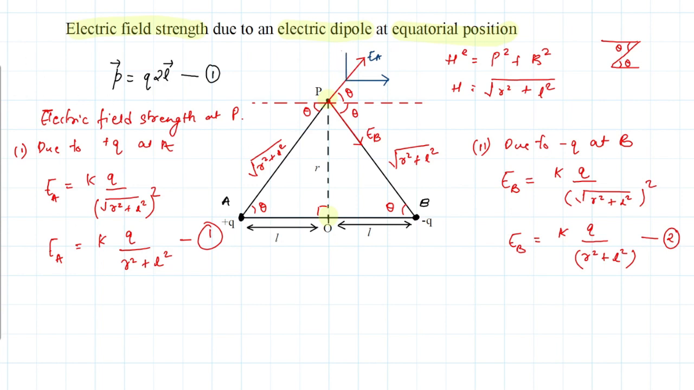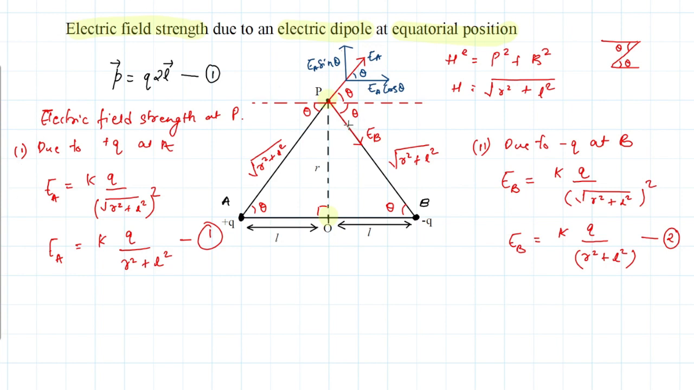In the perpendicular direction there will be one component, and since this angle is theta, this angle is also going to be theta. The side which is associated with theta can be written as EA cos theta, and the side which is perpendicular to this EA cos theta can be written as EA sin theta.